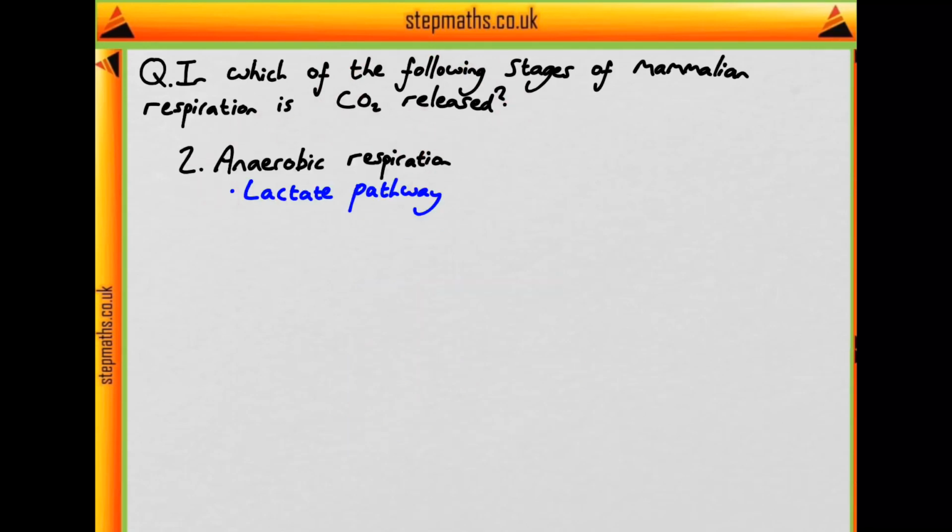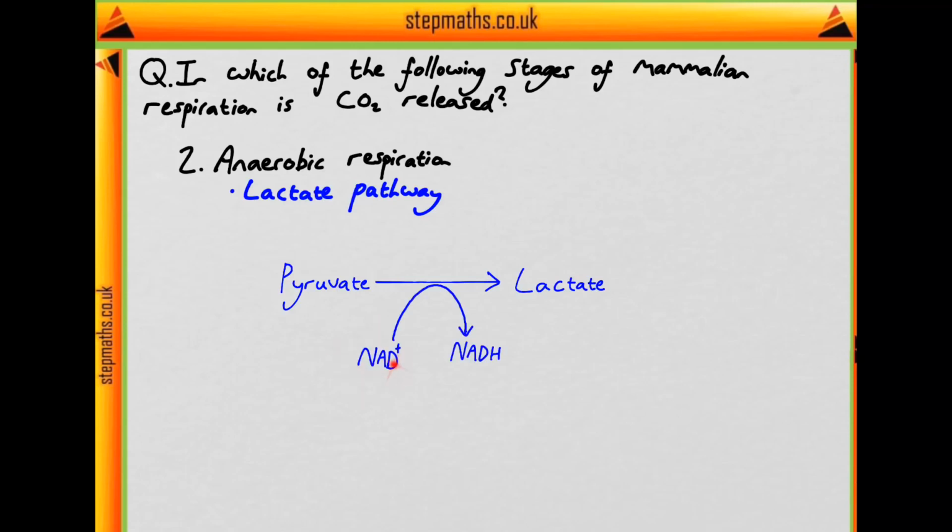Next we have anaerobic respiration. Now we're being asked about mammalian respiration, and so we know that it's the lactate pathway occurring in anaerobic respiration. In the lactate pathway, pyruvate is our starting compound, and what is it converted into? Lactate. The purpose of this is to allow the reduced NAD, NADH, to be converted back into NAD+ to be used in glycolysis. This allows glycolysis to continue to produce ATP even if there's no oxygen available for later stages of respiration.